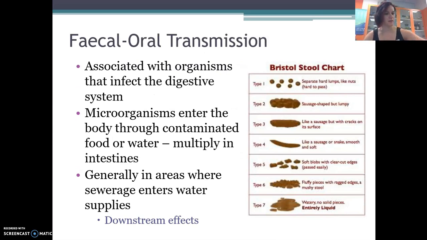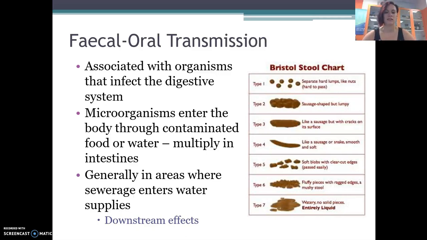Oral transmission, this is where we're going to get our E. coli's, right? Our E. coli's are going to happen because they're passing through our digestive system. Delightful Bristol stool chart here talking about if you need to go to the doctor and describe your feces, that's pretty much how they do it. So we're talking about organisms now that are infecting the digestive system. So you're talking about your diarrheas and your vomitings, your food poisonings.